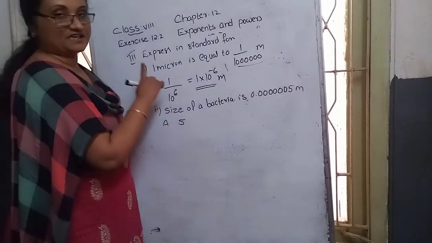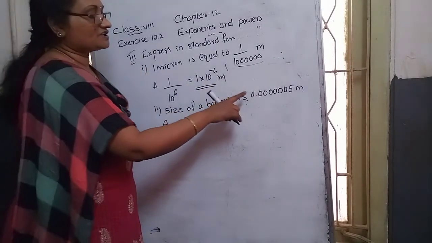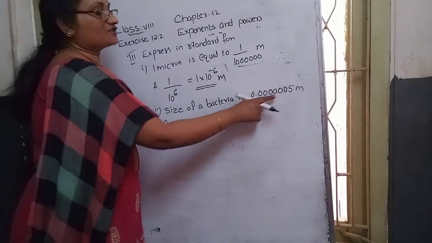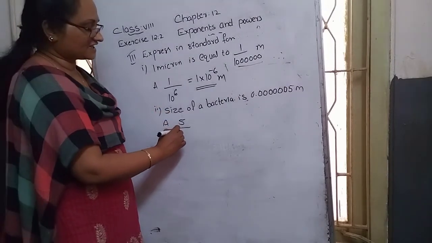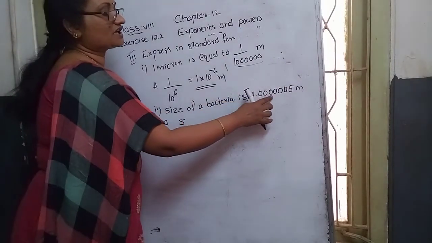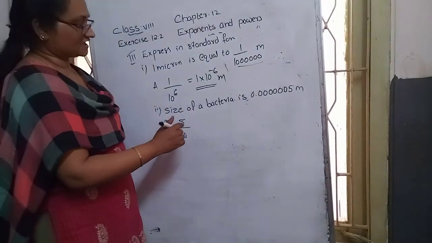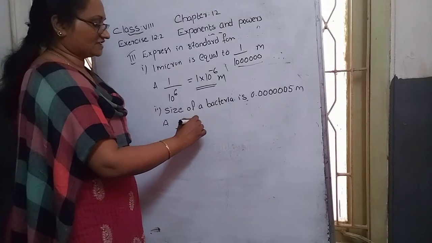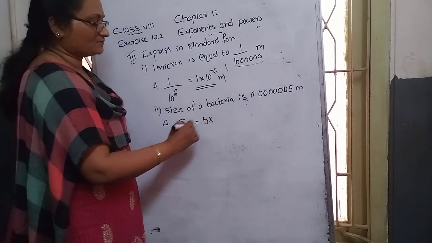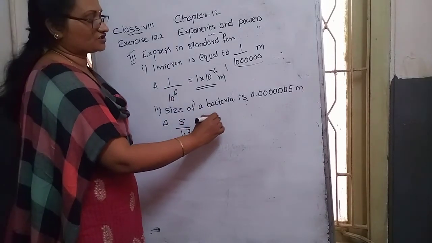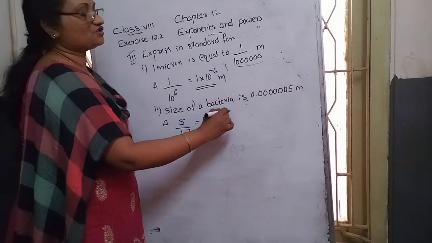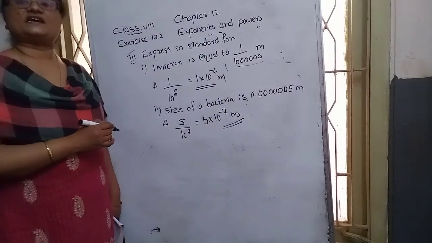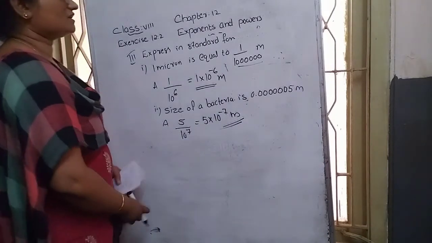Remove the decimal point. Earlier, in the first bit, we learned about the decimal point. Remove the decimal point. How many digits are there after the decimal point? 7 digits: 1, 2, 3, 4, 5, 6, 7. So we can express it as 5 by 10 power 7. Then the positive power goes to the numerator as negative, so it becomes 5 into 10 power minus 7 meter is the answer. I hope you can understand this model question.